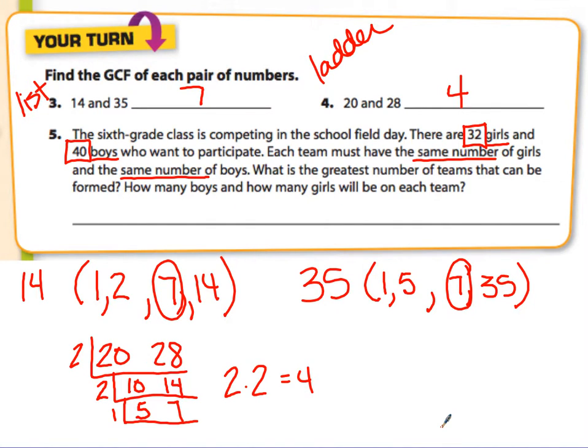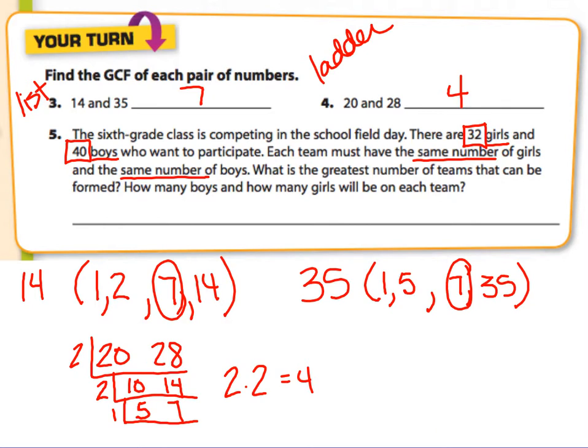So that doesn't mean that each team has to have 5 girls and 5 boys. That means if team 1 has 5 girls, then team 2 has to have 5 girls. So it's not the number of boys and girls in the group that's the same, it's the number of girls in every group that's the same.